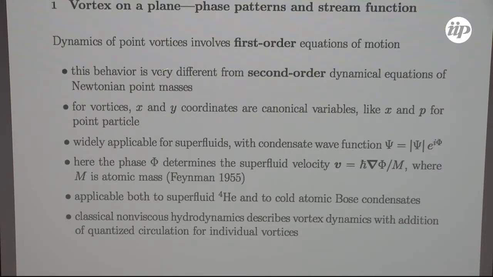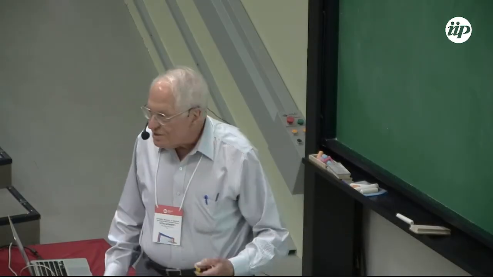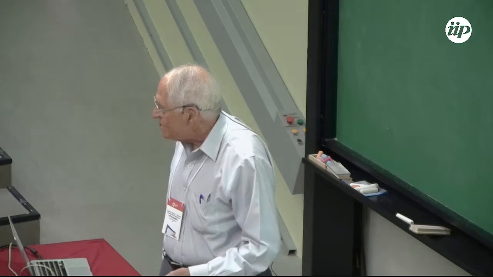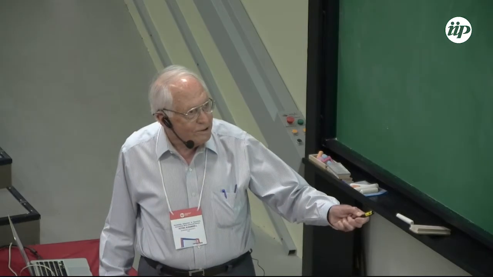So, vortices are very different from particles. People tend to think of them as little particles, but they're not. They obey first-order dynamical equations, not second-order like Newton's particles. For vortices, the x and y coordinates constitute canonical variables. There's a Hamiltonian formalism. It's like x and p for a point particle.